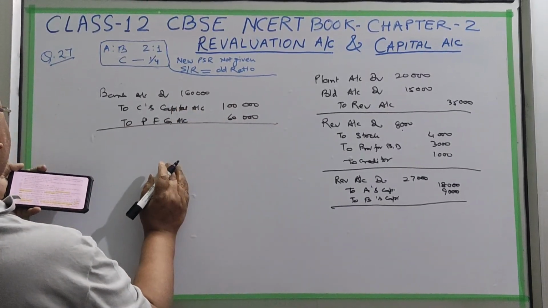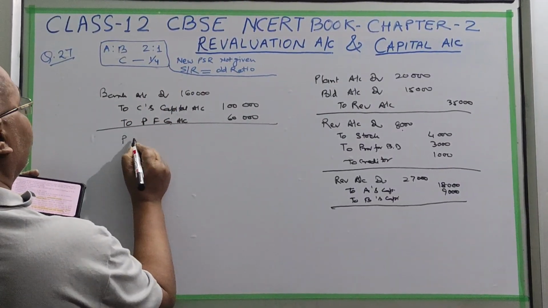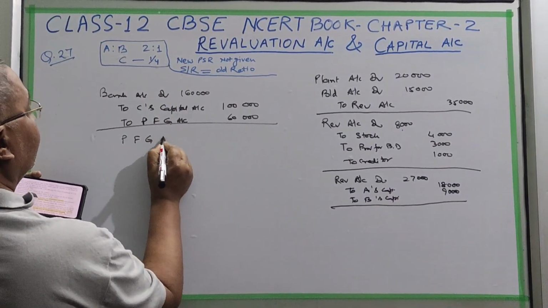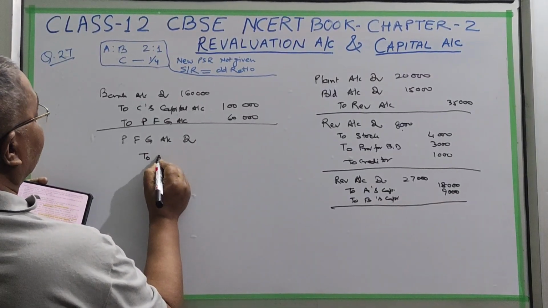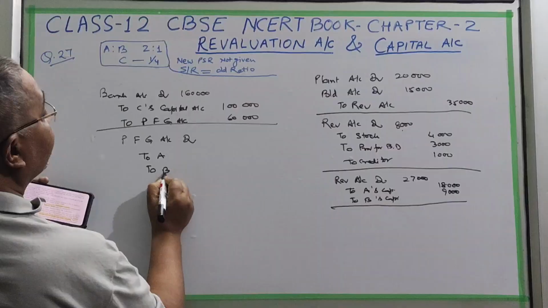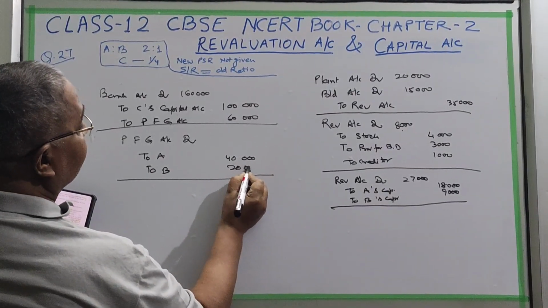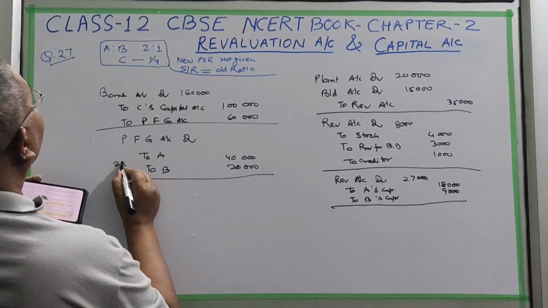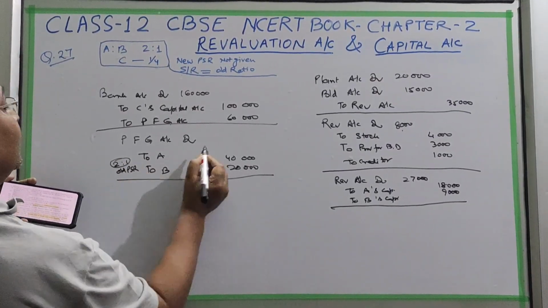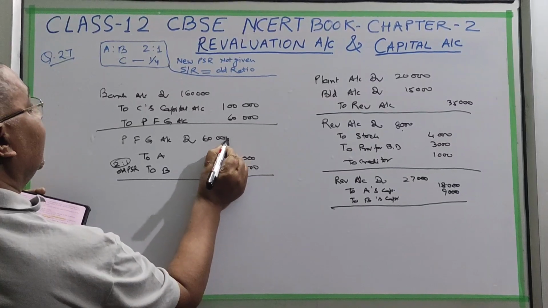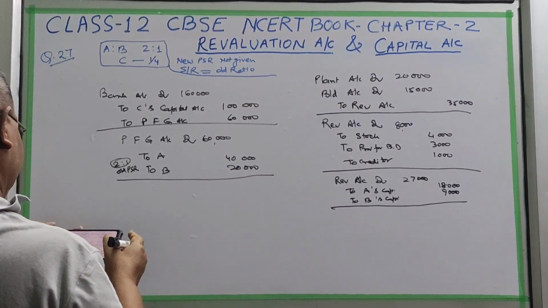Okay, this will come, and then this will be distributed in old PSR. Premium for goodwill account debit to A and to B. So 40,000 and 20,000, in the 2:1 ratio, old PSR. So the 60,000 premium will be distributed. This profit is also distributed.